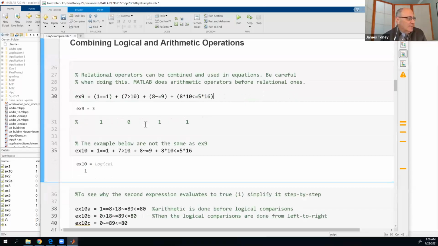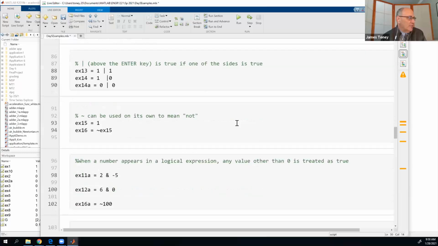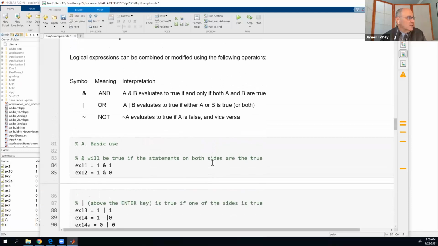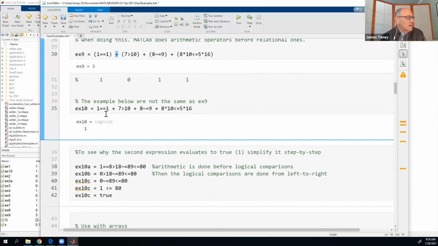But you have to keep in mind, if you're going to do this, the relational operations have to be enclosed in parentheses, because the arithmetic operations actually have a higher precedence. There's a chart here, which I actually copied from 1181, showing the order of operations. You can see the arithmetic operations come before the relational ones. So if I don't put parentheses, it's going to do the arithmetic first and then do the comparisons.